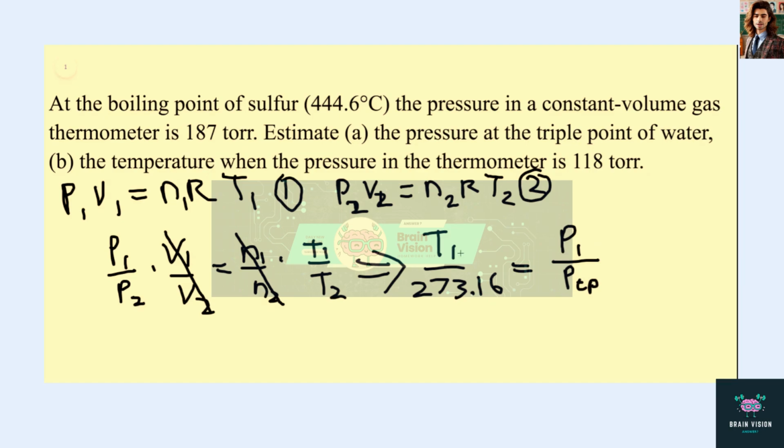Now, because we don't have T1 and T2, we just relabel these as T and P, multiply through by 273.16, and we get that T is equal to 273.16 times the pressure over the pressure at the triple point. And that is the equation for the constant volume gas thermometer.